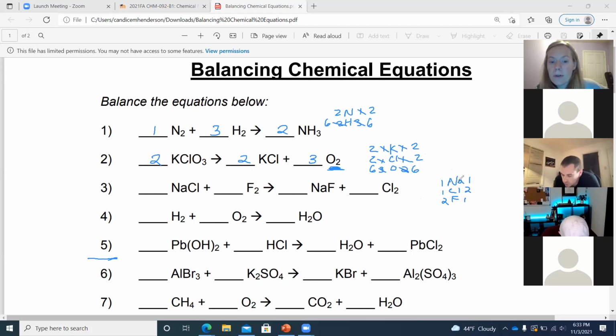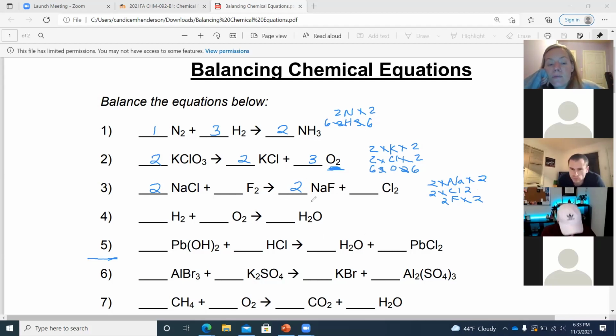So I'm going to leave sodium alone for right now. I'm going to balance chlorine. Well, I end with 2 chlorines, so I need to start with 2 chlorines. I'm going to put a 2 in front of that. That changes my sodium to 2. That's okay. Changes my chlorine to 2. Then I can balance the metal here. So I'm going to put a 2 in front of the sodium over here, which changes my sodium to 2. And then it also changes my fluorine to 2. And now everything is balanced.